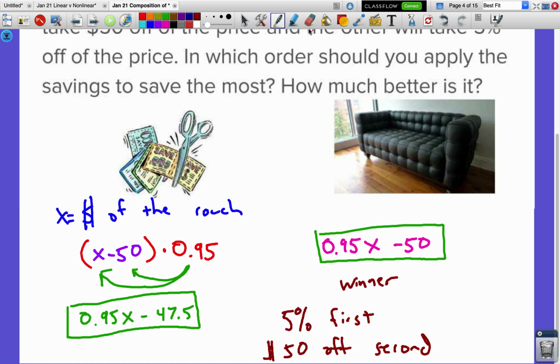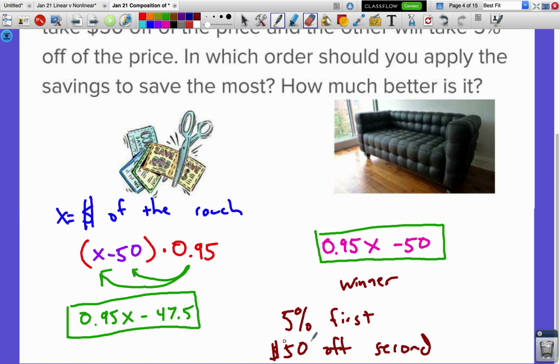And I find it interesting that it doesn't actually depend on the cost of the couch how much better this second option would be. It's always going to be $2.50 better, regardless of the original price of the couch. And this should make a lot of sense.